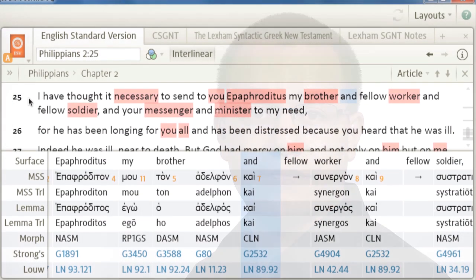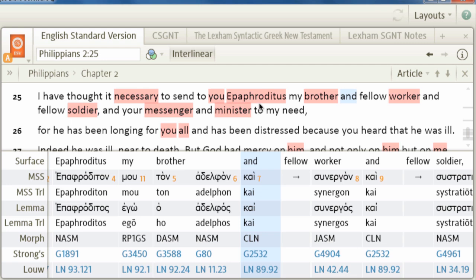An accusative in simple apposition is a construction that involves two substantives in the accusative case positioned next to each other, which refers to the same person, place, or thing. There are quite a few words highlighted here because the underlying Greek words are in the accusative case. We're not going to look at all of them, just the ones that follow the name Epaphroditus.